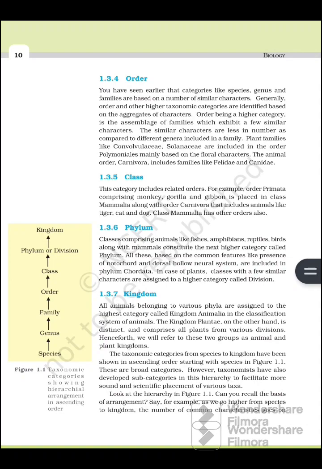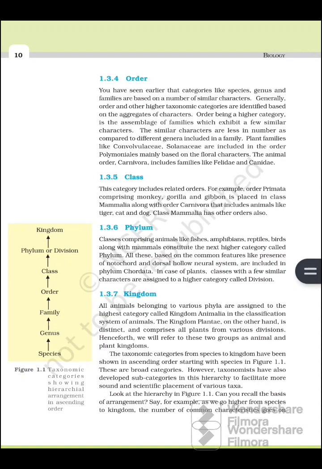Topic 1.2.6 Phylum. Classes comprising animals like fishes, amphibians, reptiles, birds, along with mammals, constitute the next higher category called phylum. All those based on common features like presence of notochord and dorsal hollow neural system are included in phylum Chordata. In case of plants, classes with a few similar characters are assigned to a higher category called division.